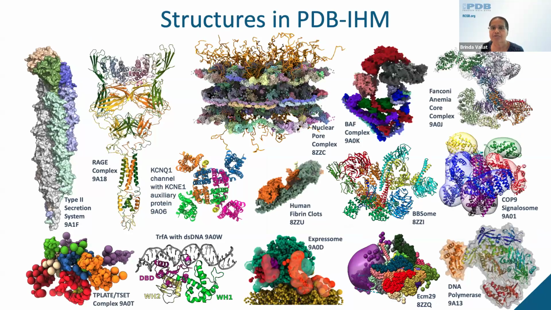This slide shows a snapshot of selected structures archived in PDB-IHM. The structures vary from small and medium-sized complexes such as the COP9 signalosome and BBSome, which are atomic, to large complexes such as the nuclear pore complex, which is multi-scale.